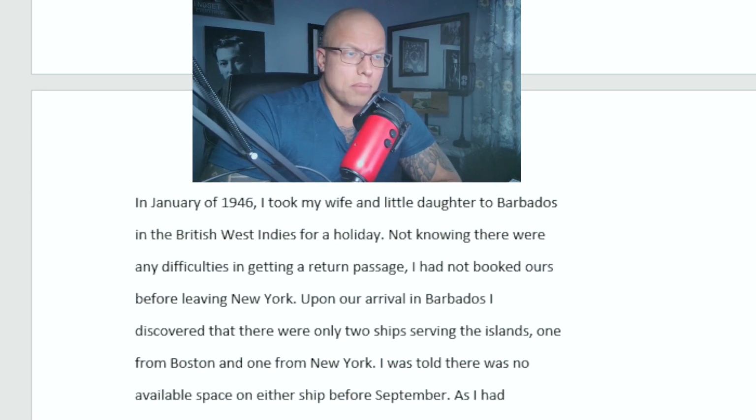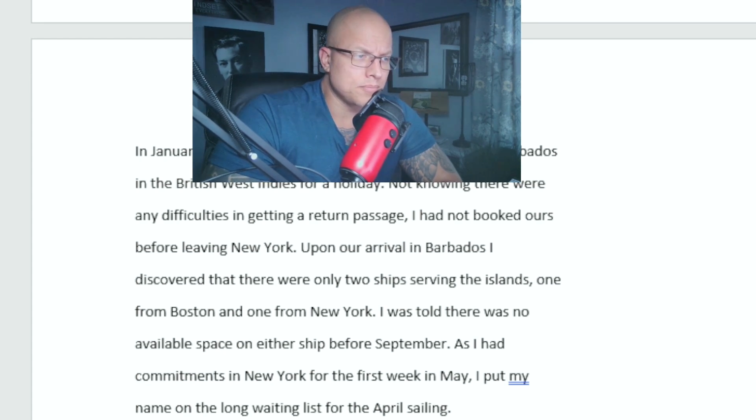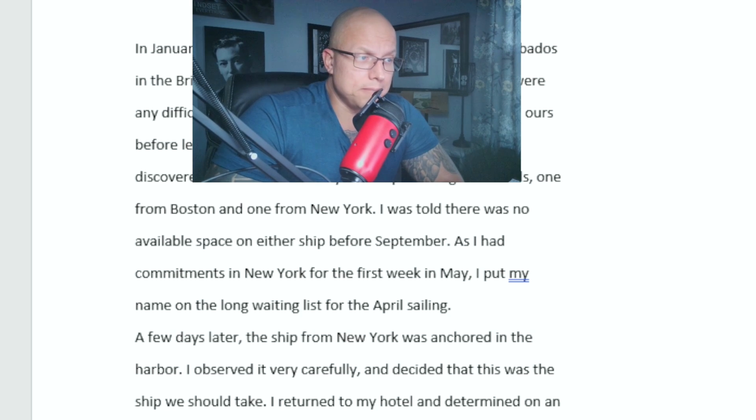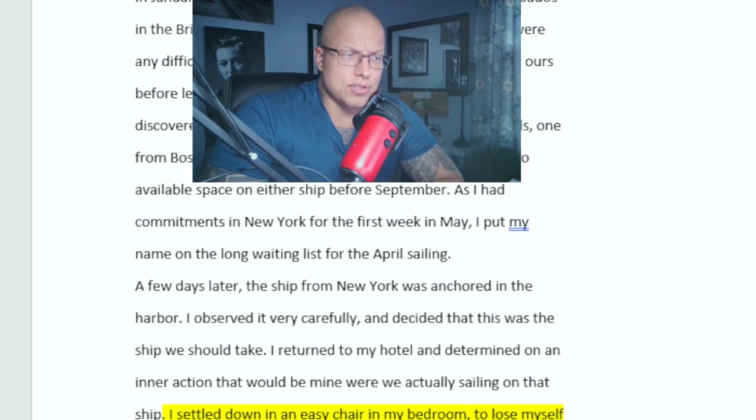Upon our arrival in Barbados, I discovered that there were only two ships serving the islands, one from Boston and one from New York. I was told there was no available space on either ship before September, as I had commitments in New York for the first time in May. I put my name on the waiting list for the April sailing. A few days later, the ship from New York was anchored in the harbor. I observed it very carefully and decided that this was the ship we would take." He decided that was a ship he was going to take. "So I returned to my hotel and determined on an interaction."